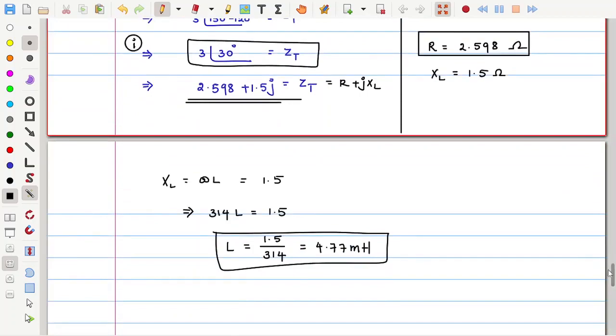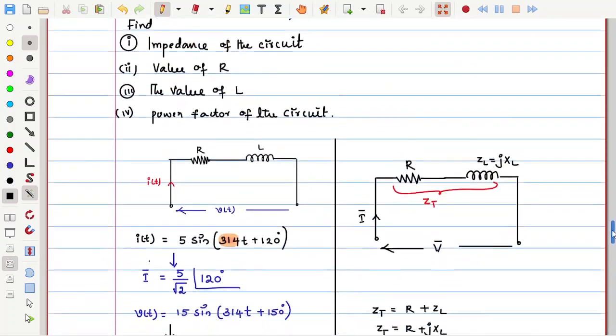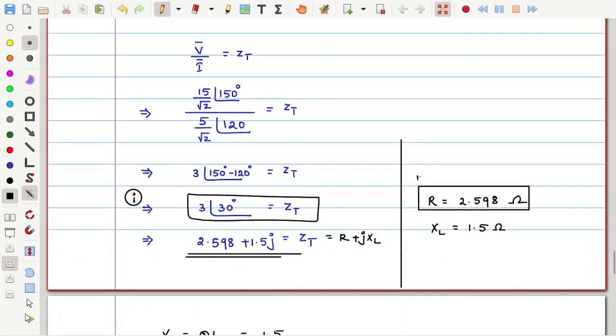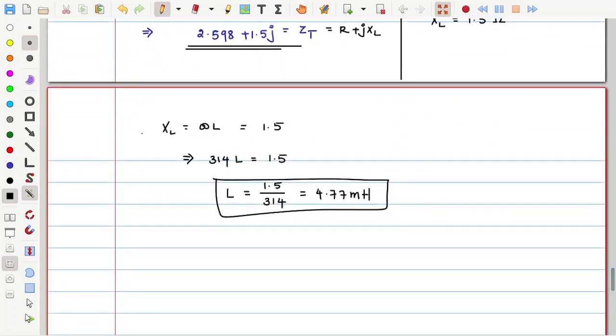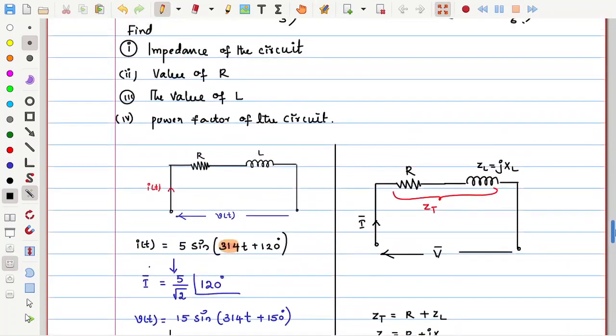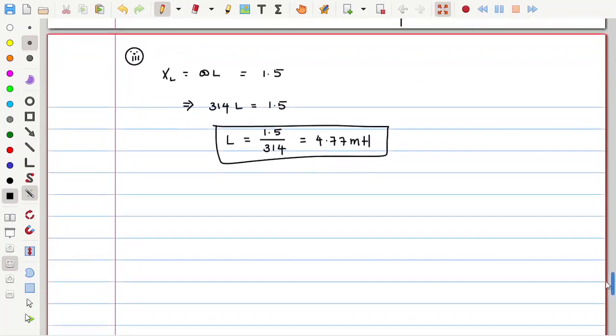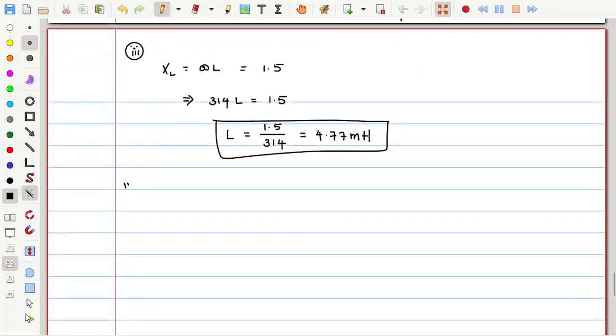Next, the second question is the value of R. We already got that. Next, the value of the inductance. This is the third question. So what else is left out? The power factor of the circuit. So how can we get the power factor?